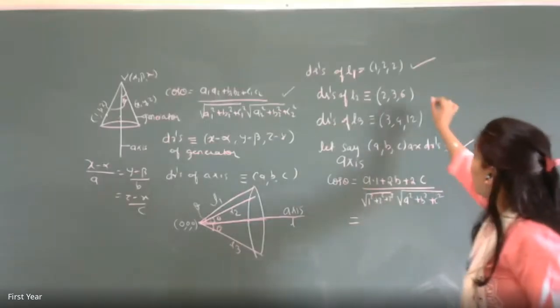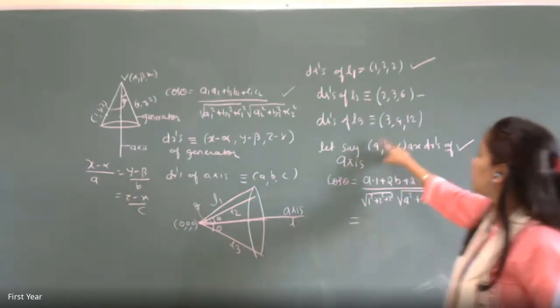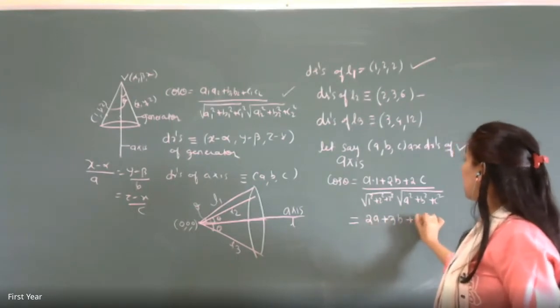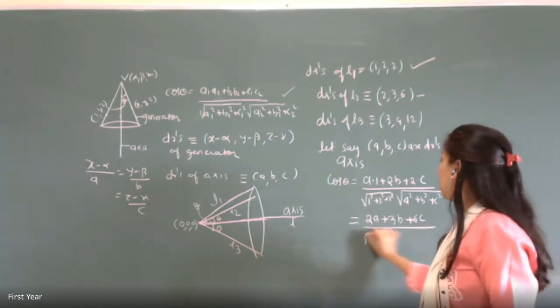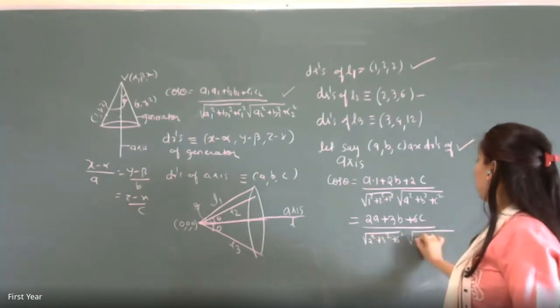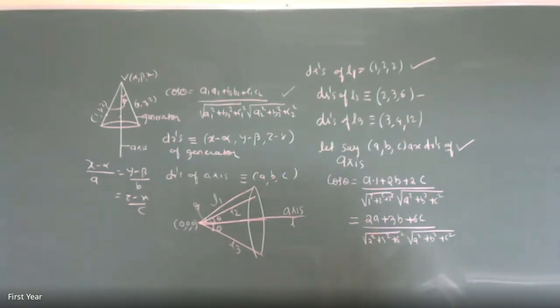Yes, ma'am. Next, L2 and the axis again make the same angle. So what will be the relation? 2A plus 3B plus 6C upon the square root of 2 square plus 3 square plus 6 square into root of A square plus B square plus C square. This will also be cos theta.